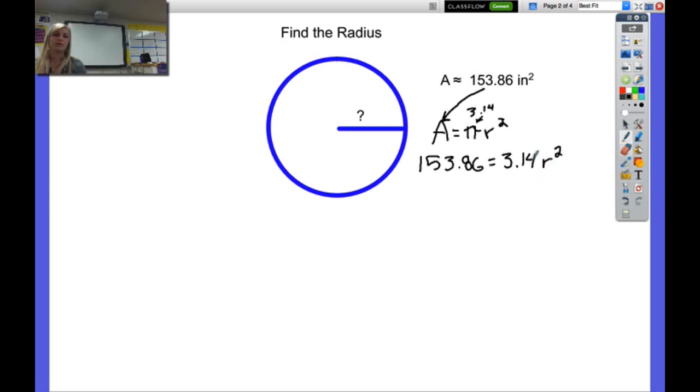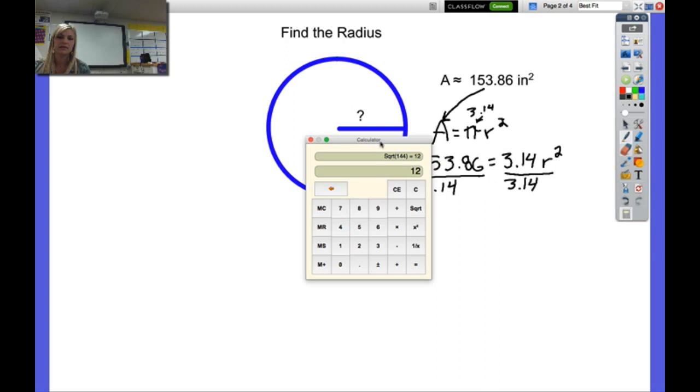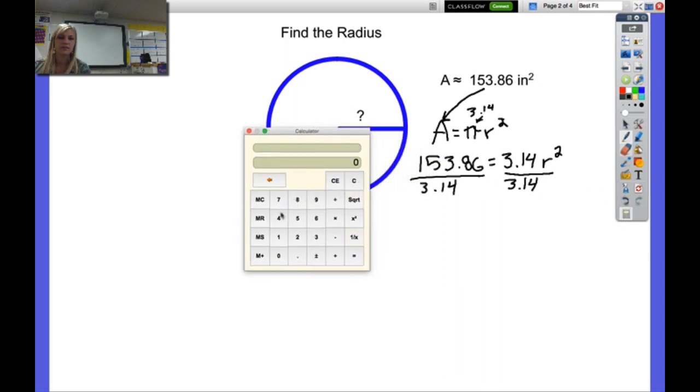We talked about in class how when these two things are next to each other, they're tied by multiplication. So the inverse operation to multiplication is division. So we're going to divide both sides by 3.14. Then we can get our calculators out to actually do that. So clearing that out, we have 153.86 divided by 3.14, and we get 49. So 49 is equal to r squared.